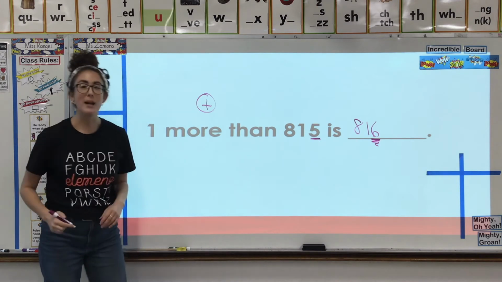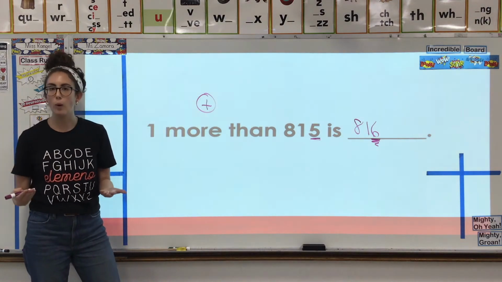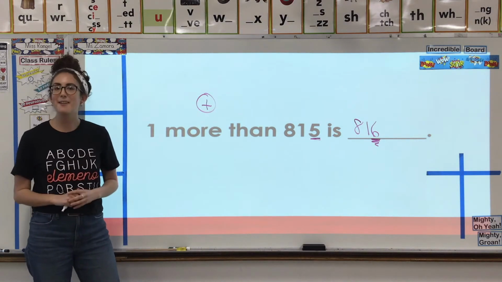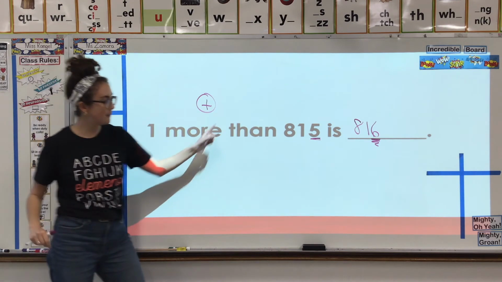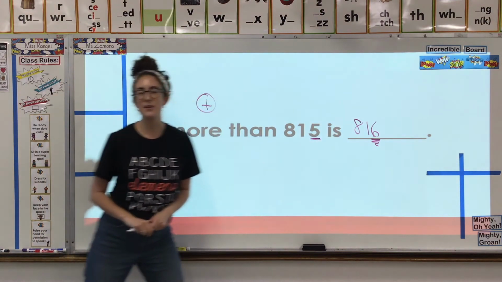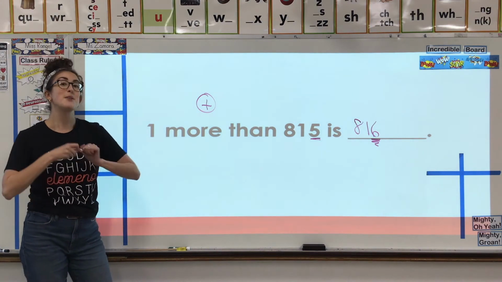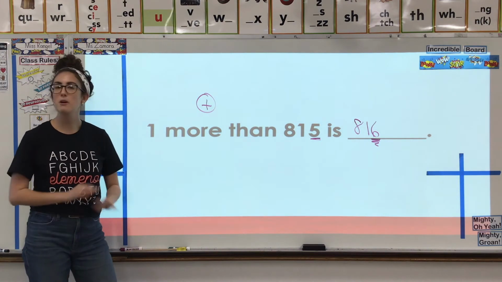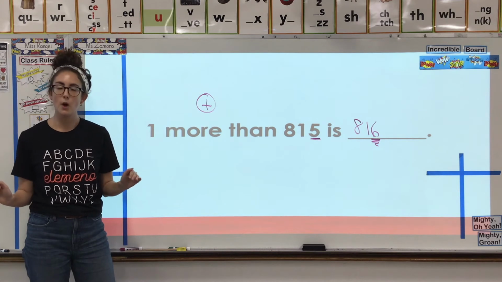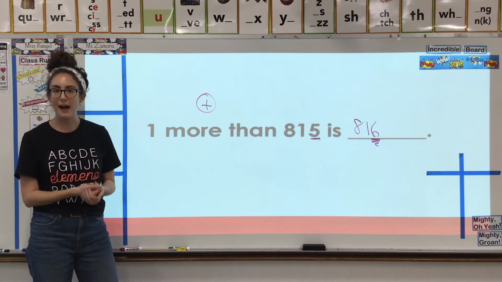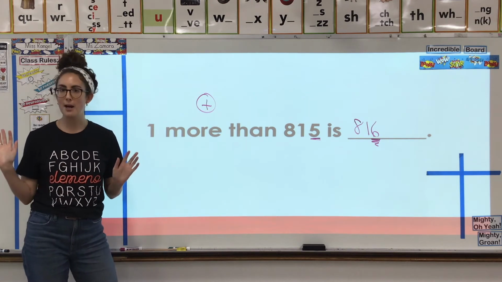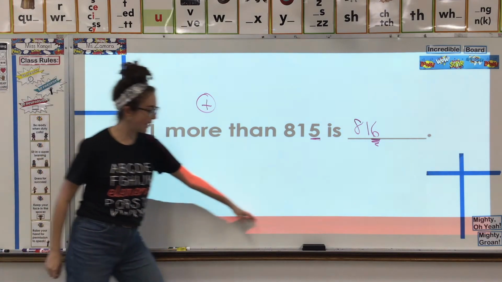816. We just could quickly add 1, and nothing else needed to change in our number because all we ended up with was 6 ones. So this was a time, second grade, where we didn't need to bundle. We could just quickly add value and go on our merry way. Okay, let's try another one.